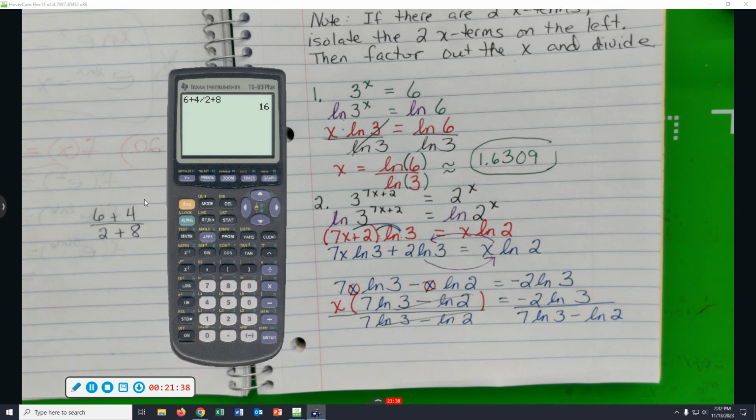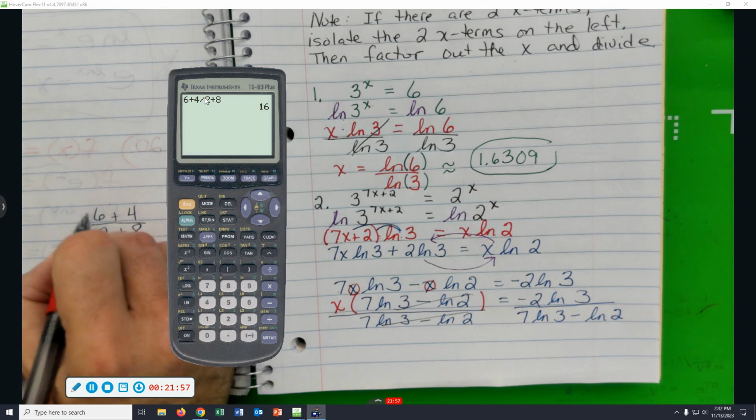I need to tell it to do the top first. Right now, it's just following "Please Excuse My Dear Aunt Sally." It's dividing before it does the adding. 4 divided by 2 is 2, then it adds. What am I trying to get at?